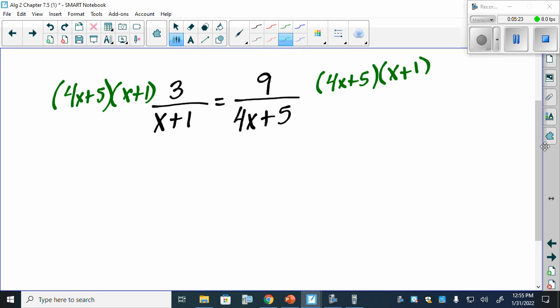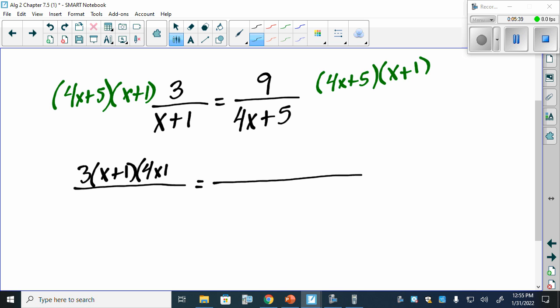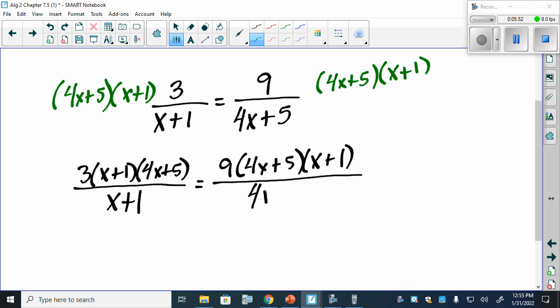Now, when we do this multiplication, on the left-hand side, we have 3 times x plus 1 times 4x plus 5 over x plus 1. On the right, we'll have 9 times 4x plus 5 times x plus 1 over 4x plus 5.